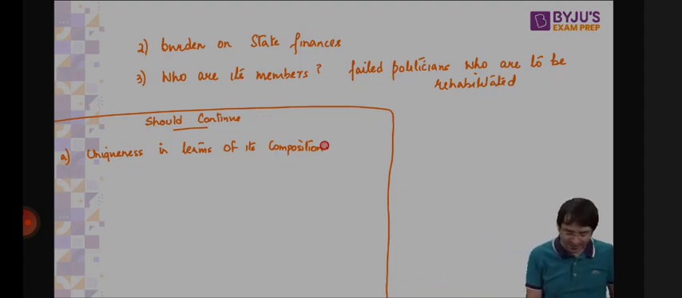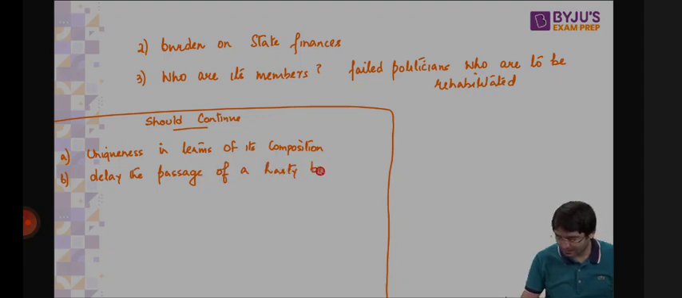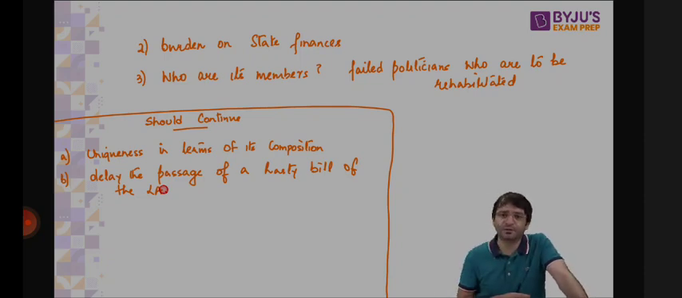Not just that, second, it can delay the passage of a hasty bill of the Legislative Assembly. Just like the Lok Sabha, the Legislative Assembly is the popular chamber of the state legislature. Because these MLAs are directly elected by the people. They are directly accountable to the people as well.